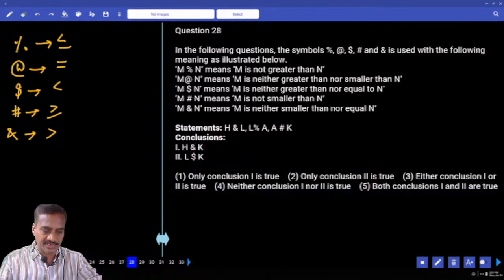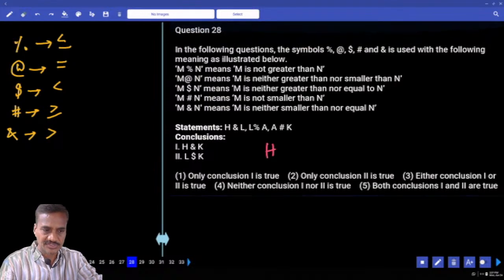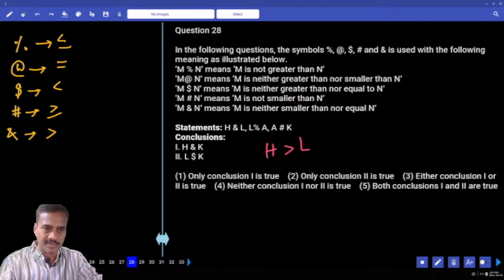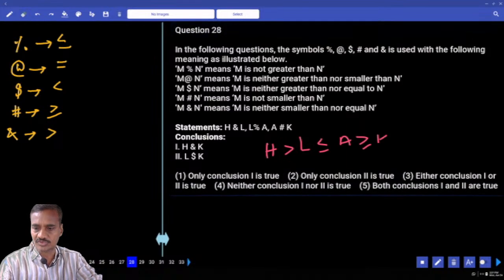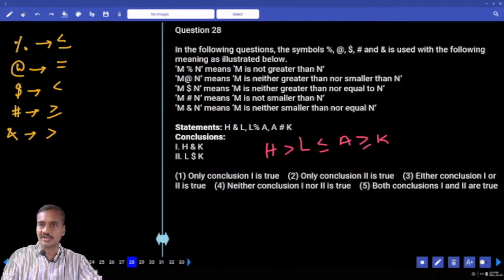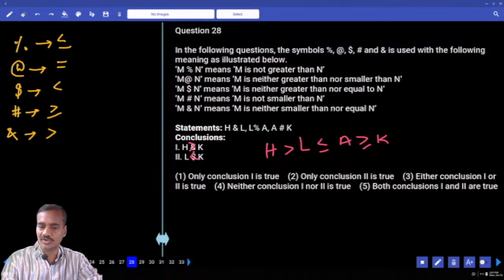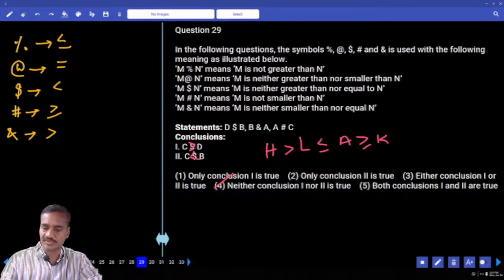Then the next one, 28. H greater than L, percentage means lesser than or equals to A. A has A greater than or equals to K. No relation can be drawn because opposite symbols are there. Now H and K, H greater than K, opposite symbols. L dollar, L lesser than, is again no relation. Neither 1 nor 2, choice 4 for question 28.